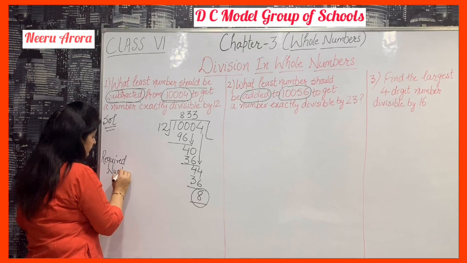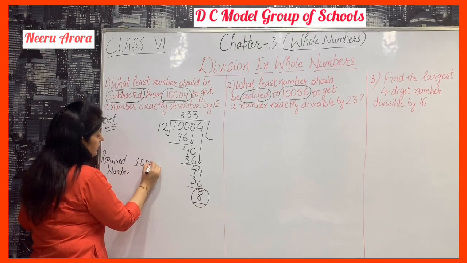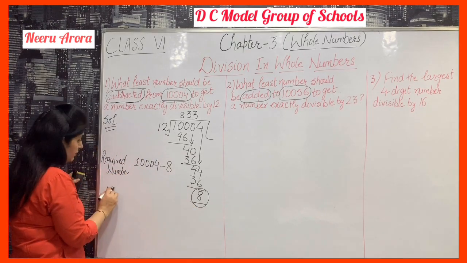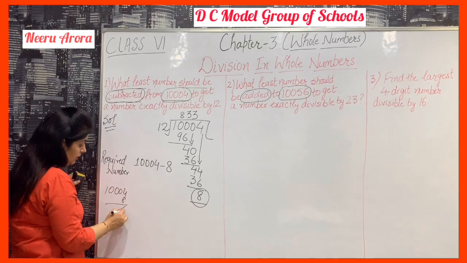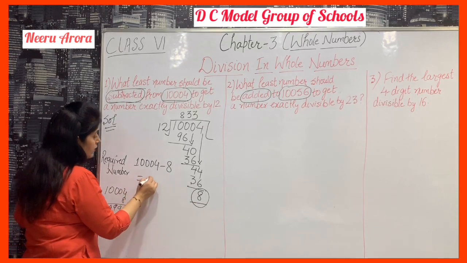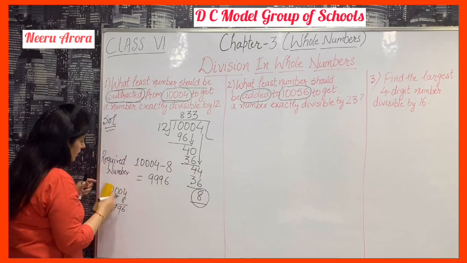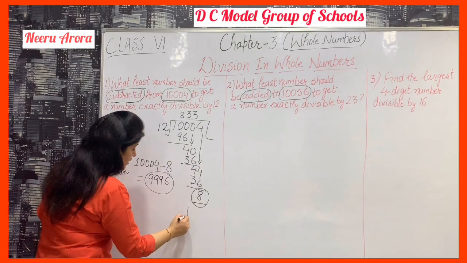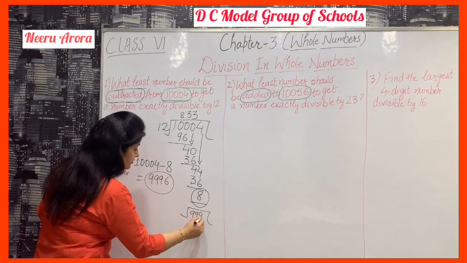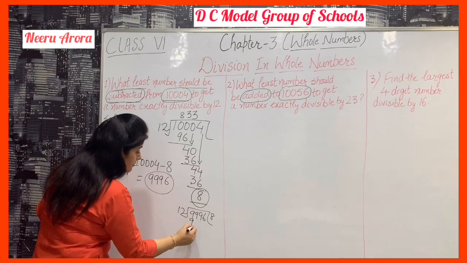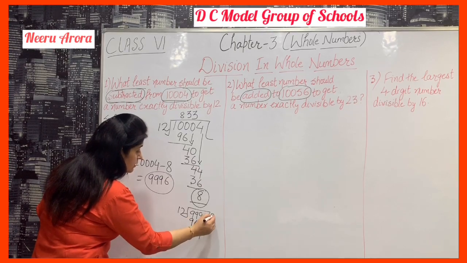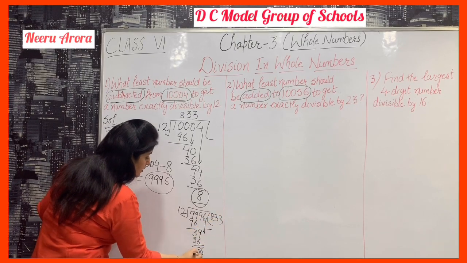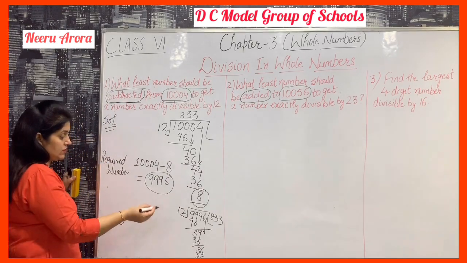Required number is 1004 minus 8. You simply subtract 8 from this. Here we get 996. So this is our required number which is divisible by 12. Let's check. 12 8s are 96. Here we have 39. 12 3s are 36. Now one more 6 comes down. 12 3s are 36. So see, this number is divisible by 12.